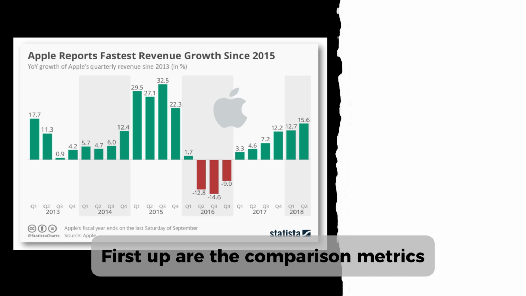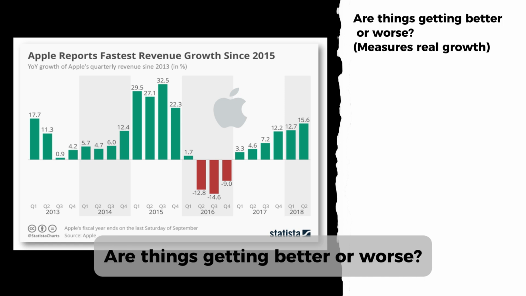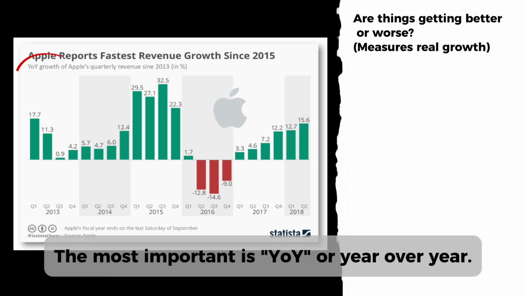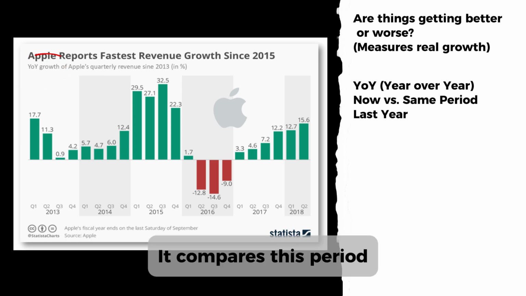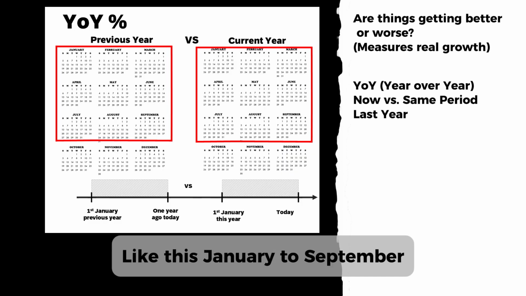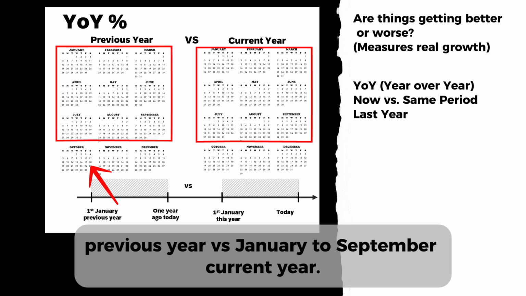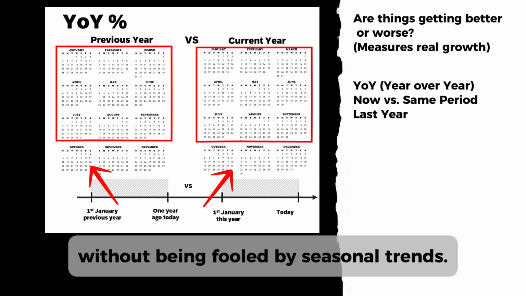First up are the comparison metrics. These answer the question: are things getting better or worse? The most important is YoY, or year over year. It compares this period to the exact same period last year, like January to September of the previous year versus January to September of the current year. This is how you measure true growth without being fooled by seasonal trends.